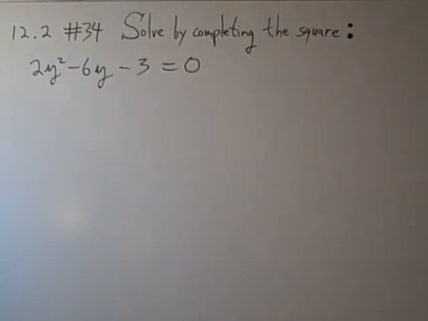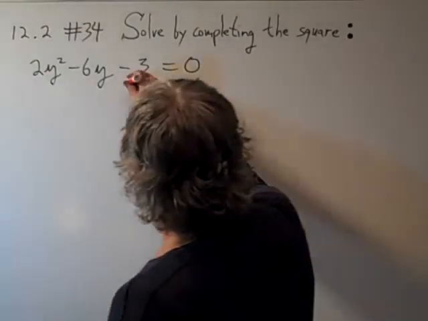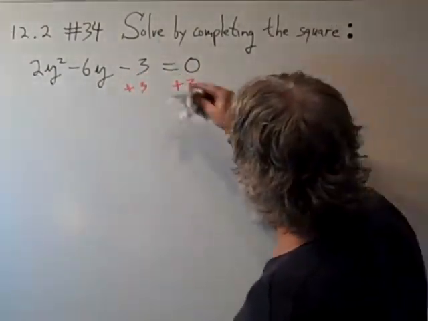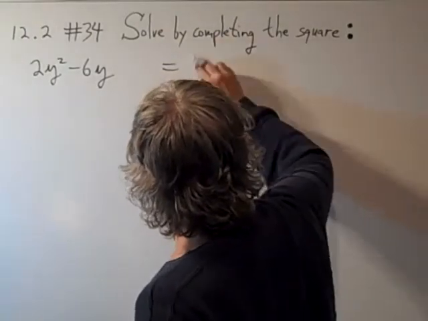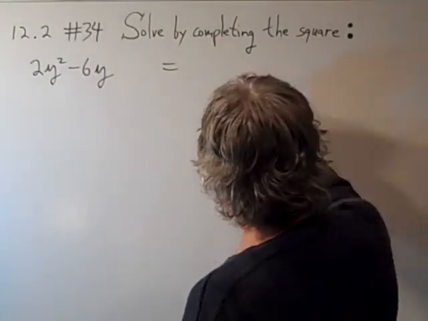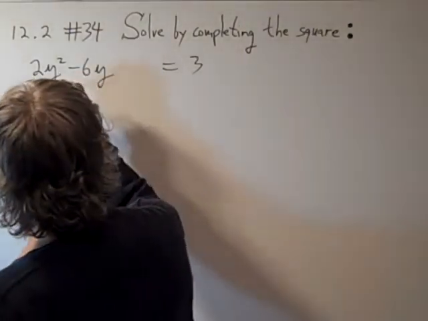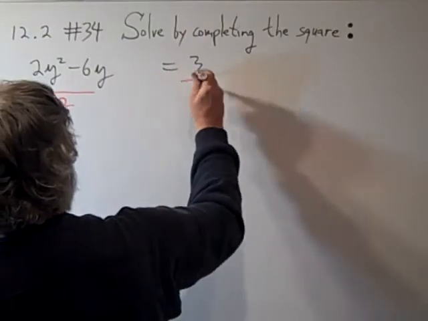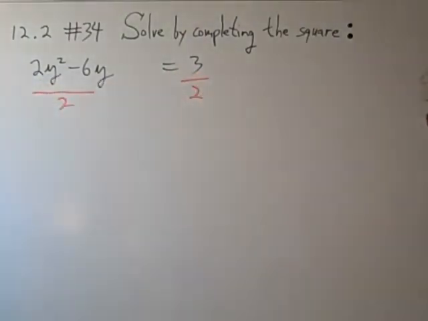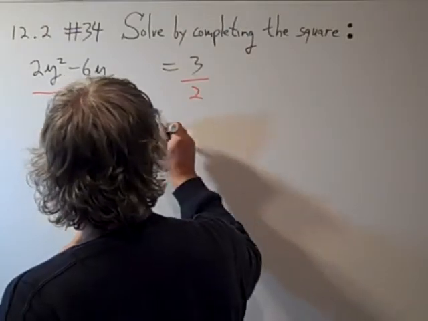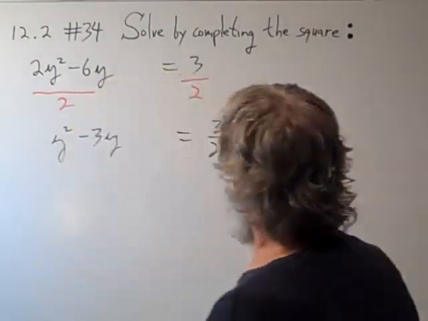Okay, the first step is to add 3 to both sides. So this eliminates the 3 on the left and gives you a positive 3 on the right. Next, we want to divide by 2 on both sides to get rid of the 2 coefficient in front of the y squared term. The result is y squared minus 3y equals 3 halves.